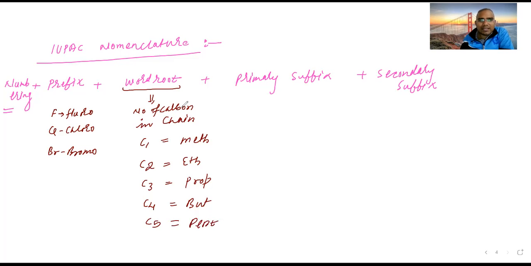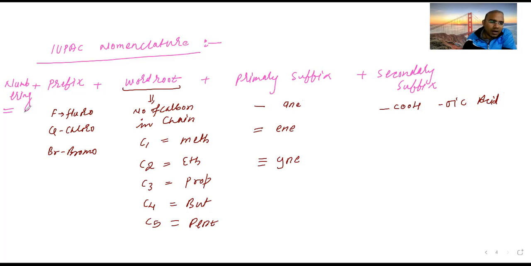Okay, so watch patiently. I'm telling you, prefix means... if a single bond is there, it is going to be an; double bond, en; triple bond, yne. If the secondary suffix is there for the carboxylic group, we are going to write oic acid. The name of this one is oic acid.